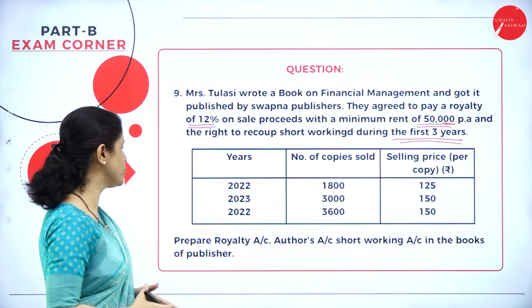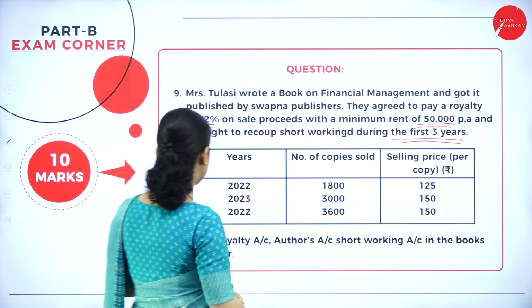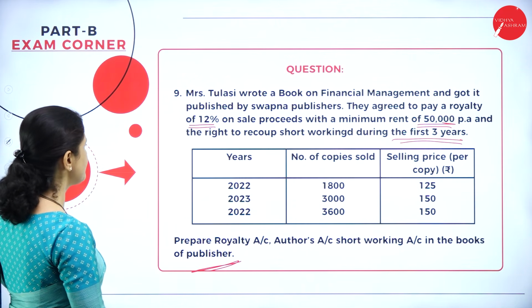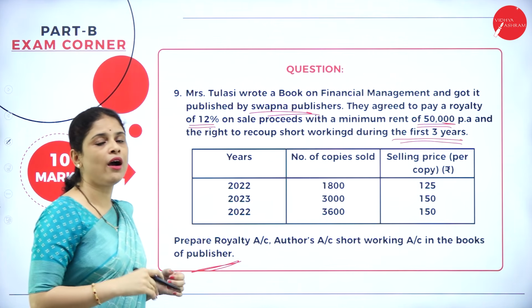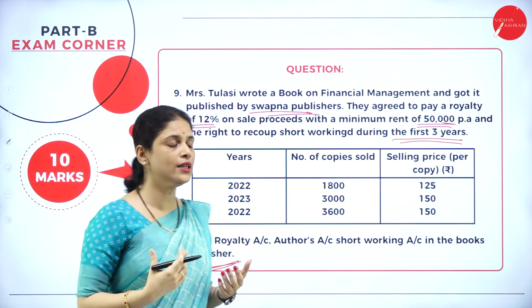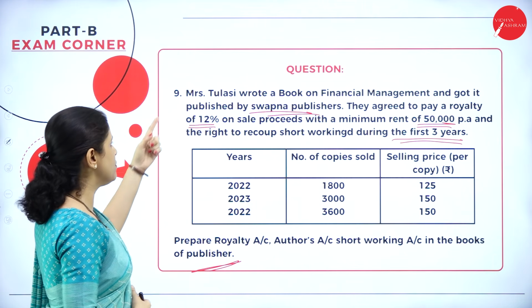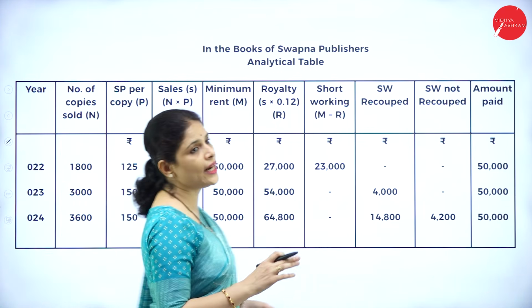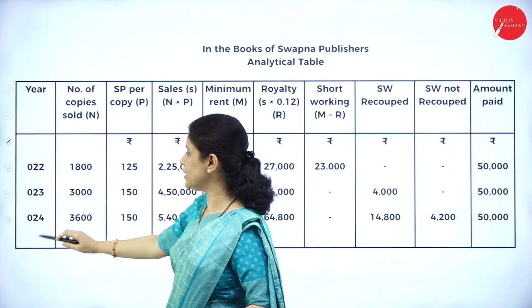So what we have to do here, we have to prepare royalty account, author's account, short working account in the books of publisher. So who is the publisher? Publisher is Sapna Publishers. So we have to prepare these accounts in the books of Sapna Publishers. Let us see the analytical table. So years you have to write, that is 22, 23, 24.